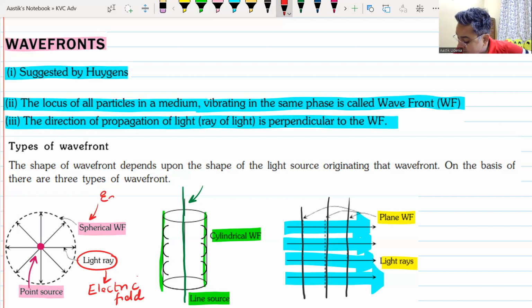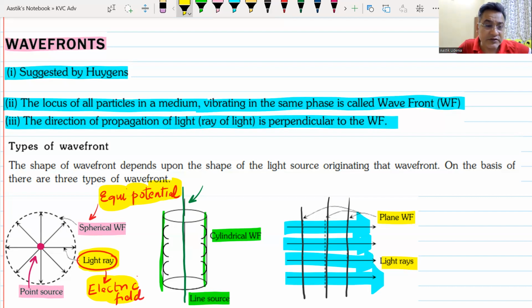This wavefront can be thought of as an equipotential surface. If you remember equipotential surface, points had the same potential and the electric field was perpendicular to the equipotential surface. Similar thing is happening here. The direction of propagation of a light ray can be taken as the electric field and the wavefront can be taken as the equipotential surface. They refer to the same sort of principle. Do we understand this? Yes, sir.